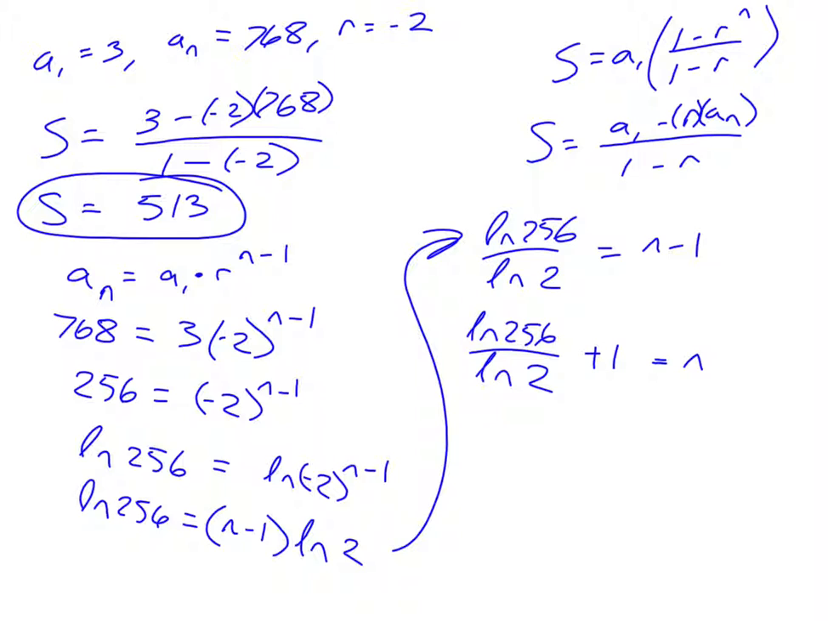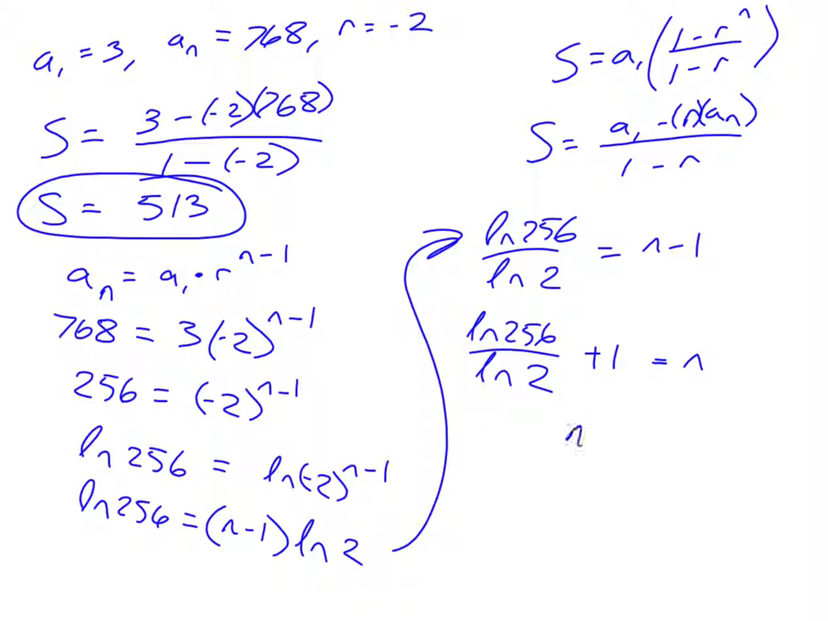Looks like Rachel's punching it in for us. If we do this correctly, what should n be? What type of number should n be? What does n represent? Number of terms. So n has to be positive, and it has to be a whole number. What did you end up with? We ended up with 9.